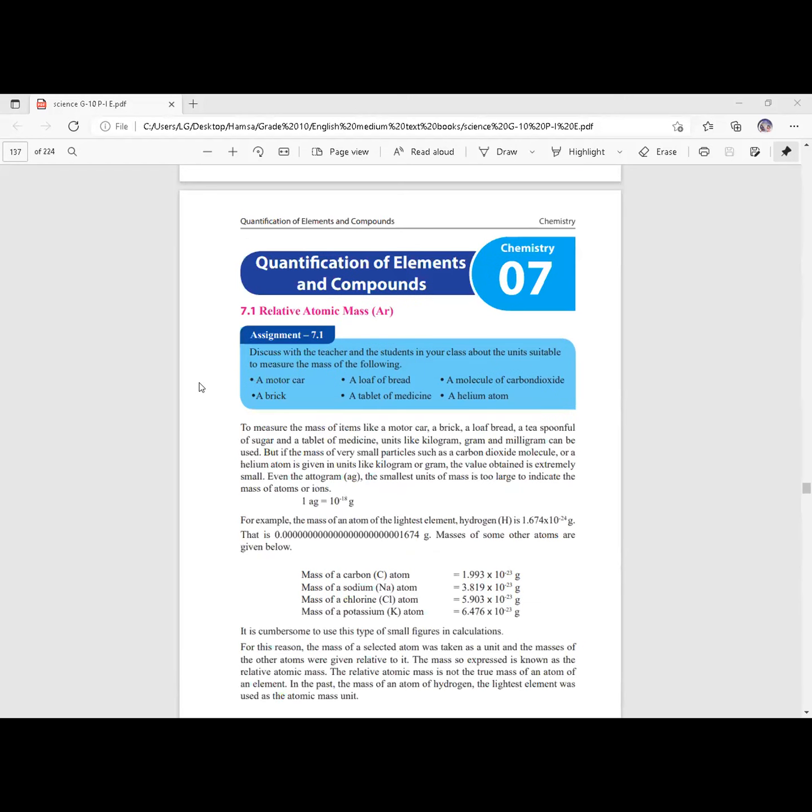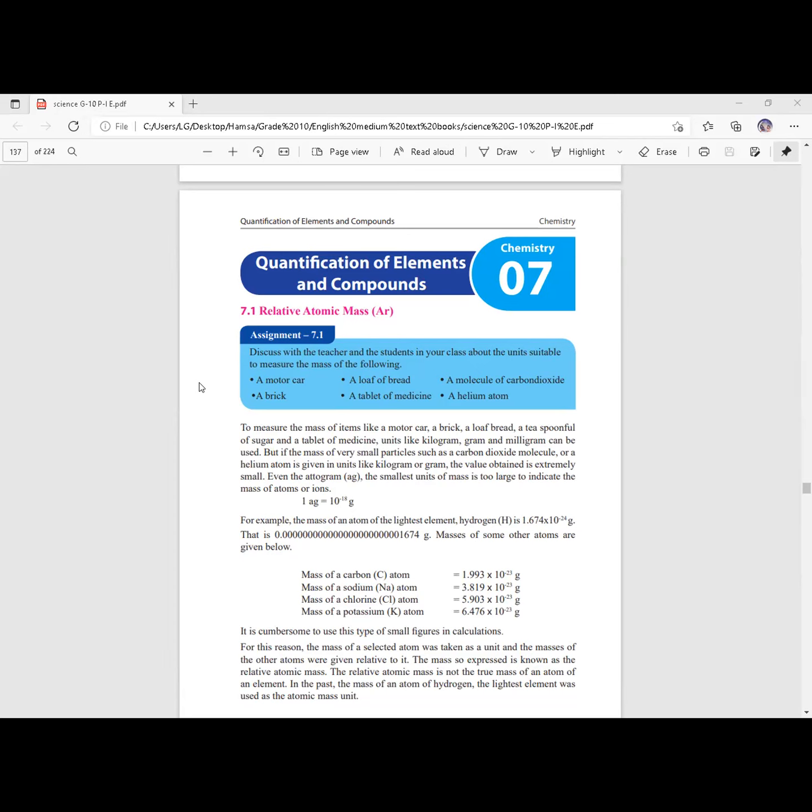Here, quantification of elements and compounds. First one, relative atomic mass. First of all, we are going to learn about relative atomic mass. Atomic mass means what? Mass of an atom. You know what an atom is, okay? The atom is the basic, the simplest unit of matter, right? So we are going to measure the mass of the atom. It is a tiny particle, the simplest unit, and for that we are going to measure the mass, right?